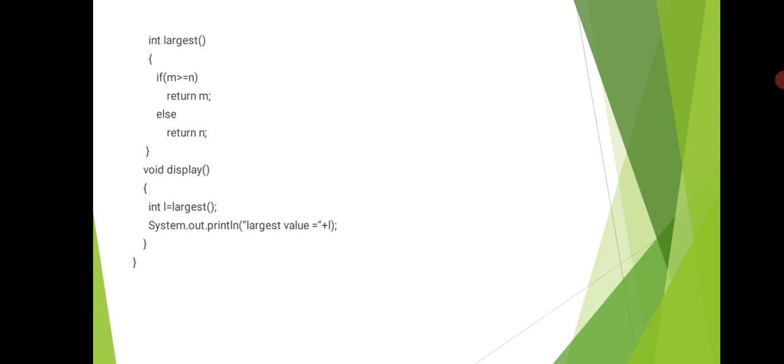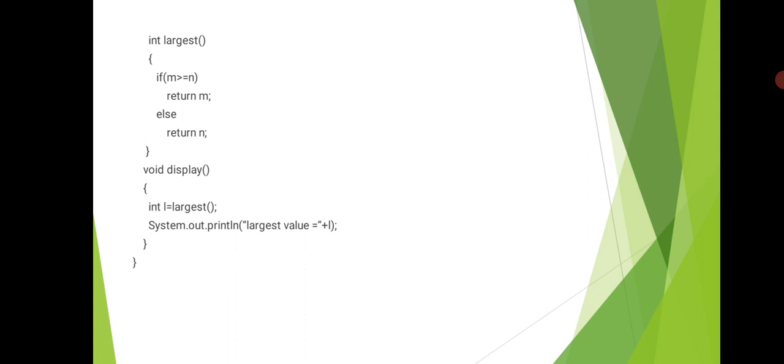Next we have a largest function, which finds the biggest of two numbers. If m is greater than n it returns m, or if it is equal to n it also returns m, otherwise it returns n. We have another function, display, which calls the largest function inside it. Largest and display are both members of the Nesting class, right?